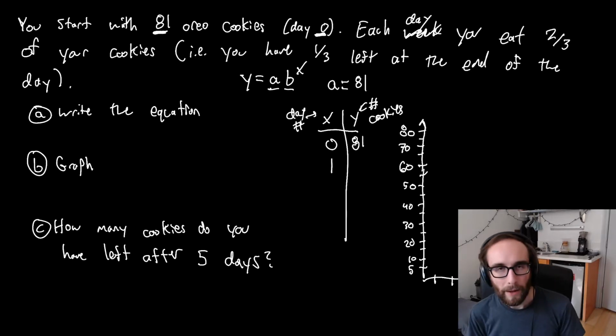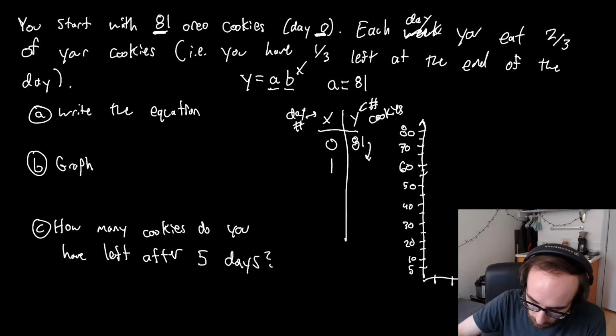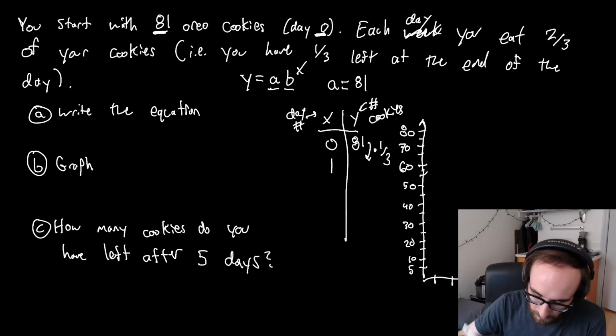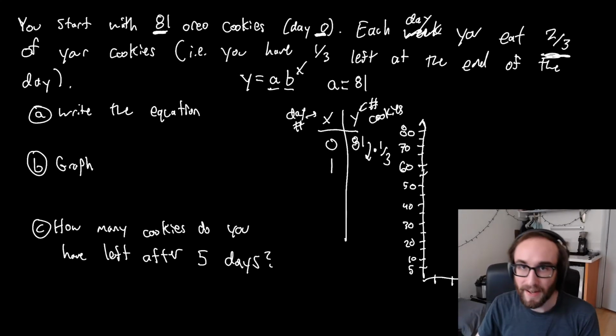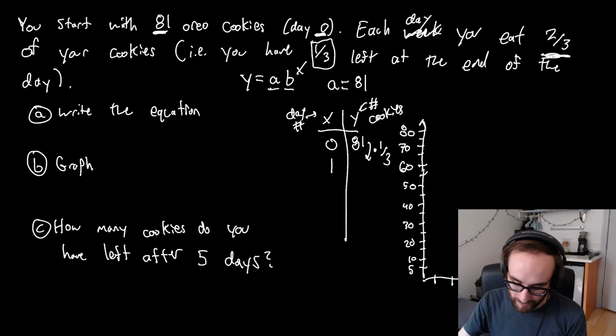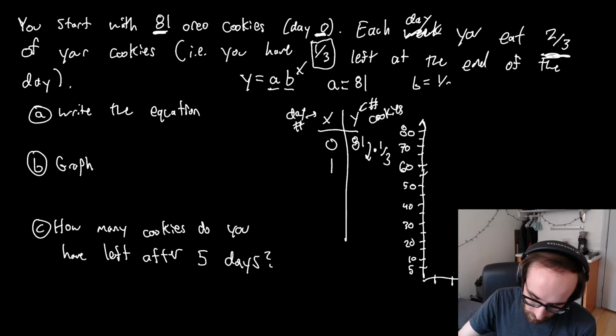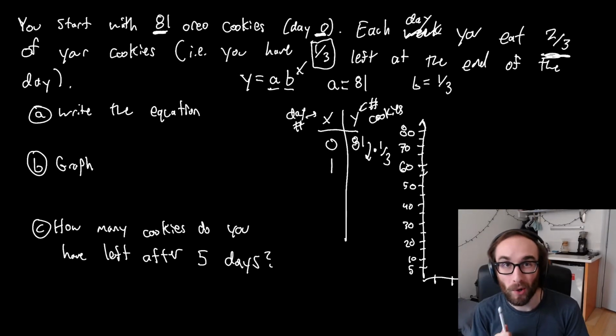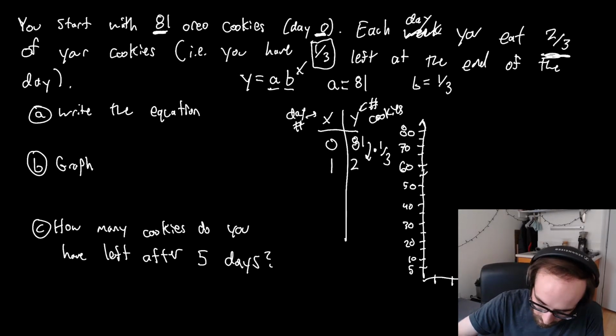After day 1, we have 1/3 of our cookies left. So we're taking 81 and multiplying it by 1/3. One note is the 2/3 is just saying how many we're taking away. The common ratio is actually going to be 1/3 in this case. So b is equal to 1/3. So 81 times 1/3, or divided by 3, gives us 27.